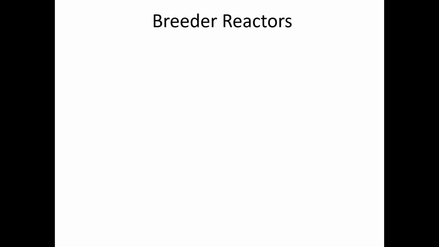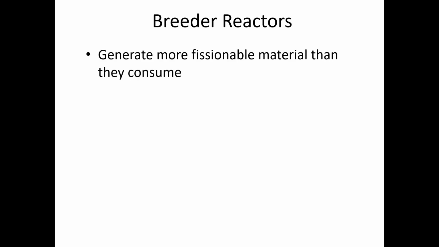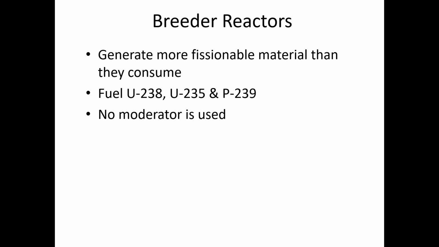What are breeder reactors? Breeder reactors generate more fissionable material than they consume. The fuel that can be utilized in breeder reactors is mostly uranium 238, uranium 235, and plutonium 239. These are the main fuels that can be utilized in breeder reactors. No moderators are used in breeder reactors. There is no need for moderators.